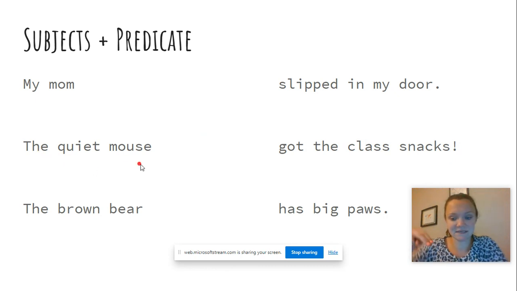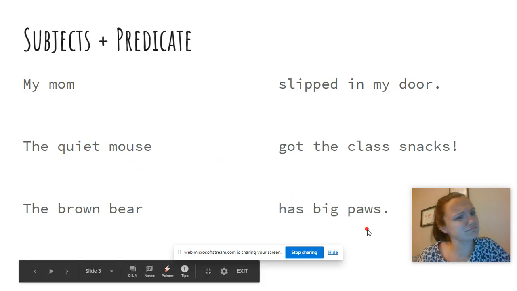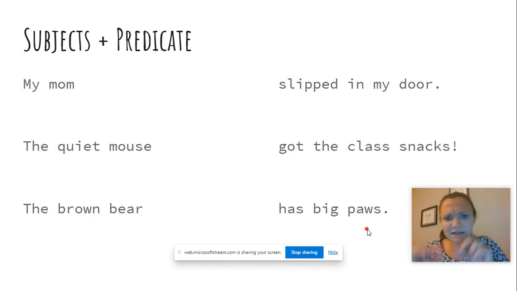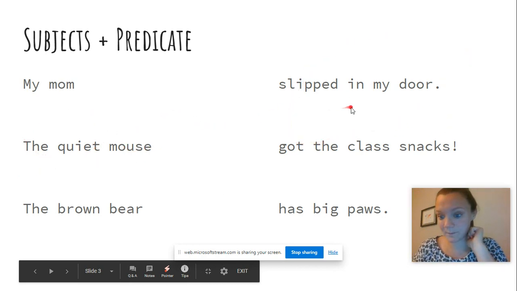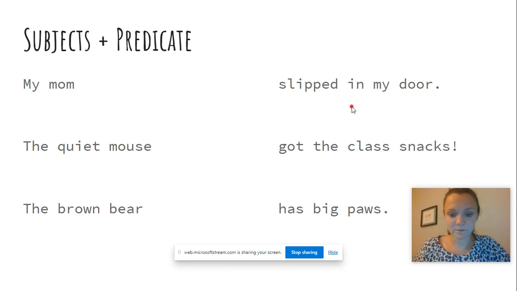The quiet mouse, that's the subject. So we already used got the class snacks. Let's try the quiet mouse, the subject, with the predicates. A quiet mouse slipped in my door. Ooh, I hope not. But a quiet mouse could do that. Let's get the last one. Ready? The quiet mouse has big paws. Does a mouse have big paws? No, they're teeny, teeny, tiny, right? So that can't work. So our subject, the quiet mouse, fits best with the predicate. What happened to it? He slipped in my door. Sorry. So we would put those two together to make a complete sentence. The quiet mouse slipped in my door.